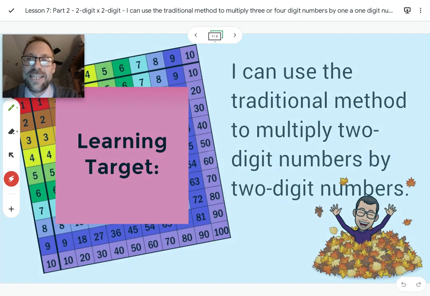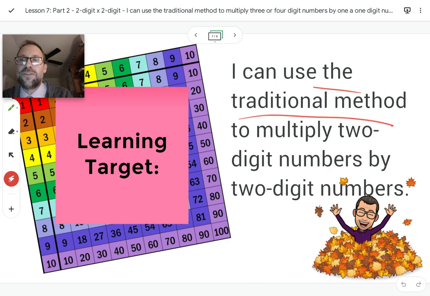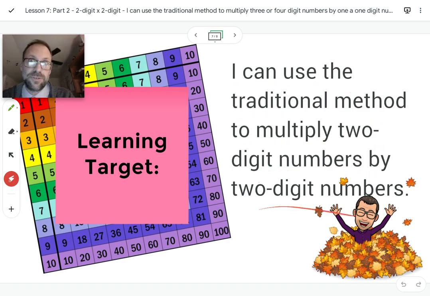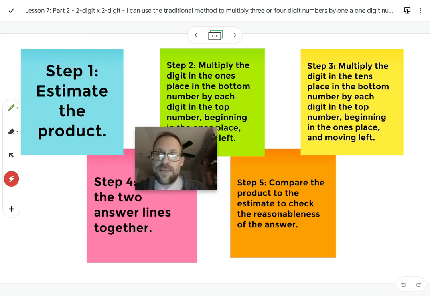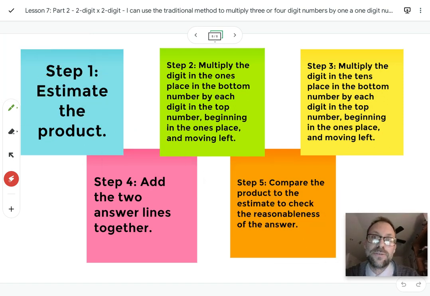So today we learned to use a traditional method to multiply 2-digit numbers by 2-digit numbers. And in step 1, we estimate the product. And then in step 2, we multiply the digit in the ones place in the bottom number by each digit in the top number beginning in the ones place and moving left. And in step 3, we kind of repeat the process, only with the tens place. We multiply the digit in the tens place in the bottom number by each digit in the top number beginning with the ones place and moving left. And then in step 4, we add together our two answer lines. And in step 5, we compare our product to the estimate to make sure we're in the right ballpark.